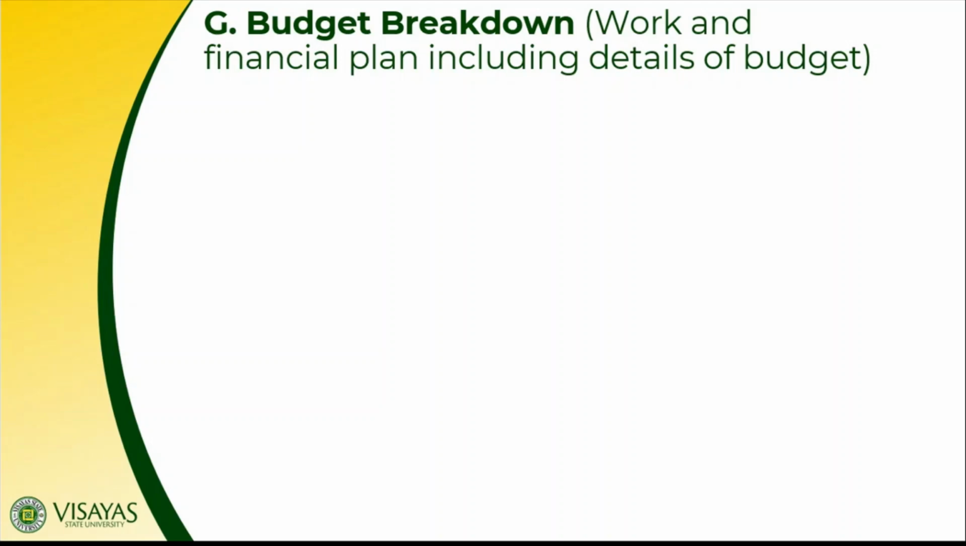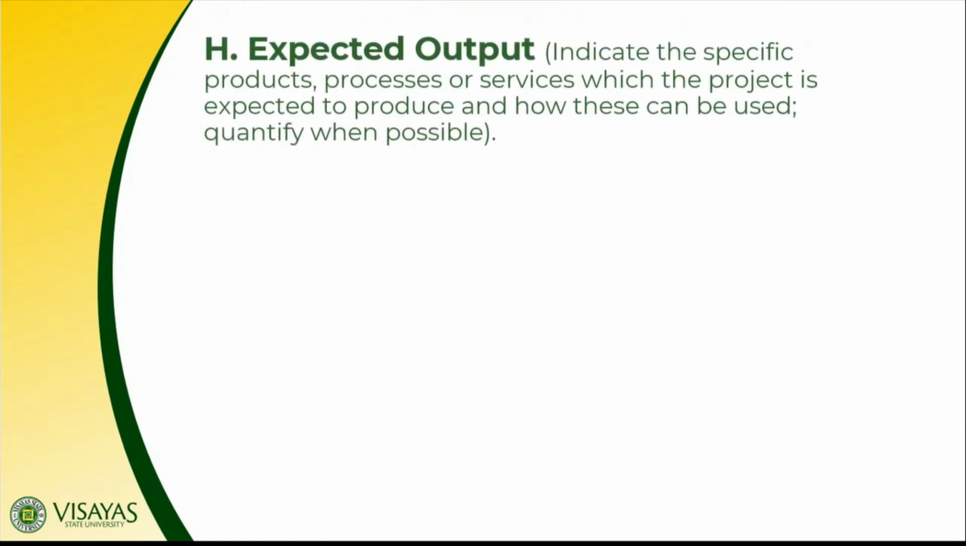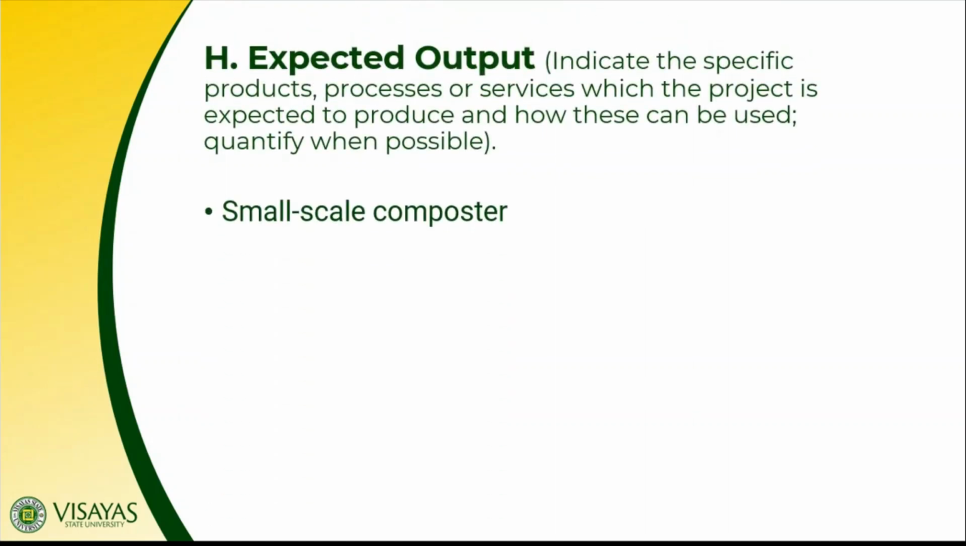Budget plan, more or less it's something like this. The pillow block, angle bar, welding rod, and the labor cost are estimated at around 2,000 pesos. I think I missed some materials here. What are the expected outputs? The composter itself, and it should be able to contribute to solid waste management.